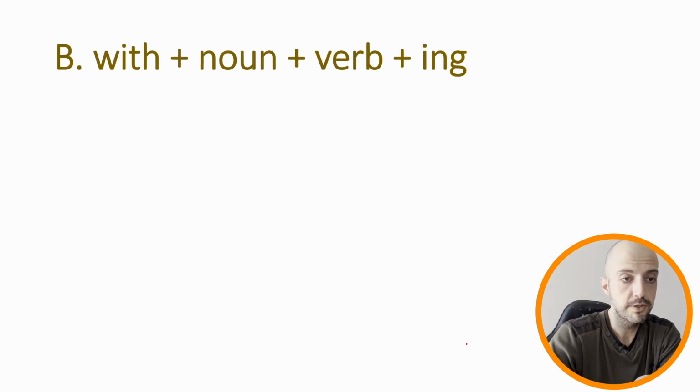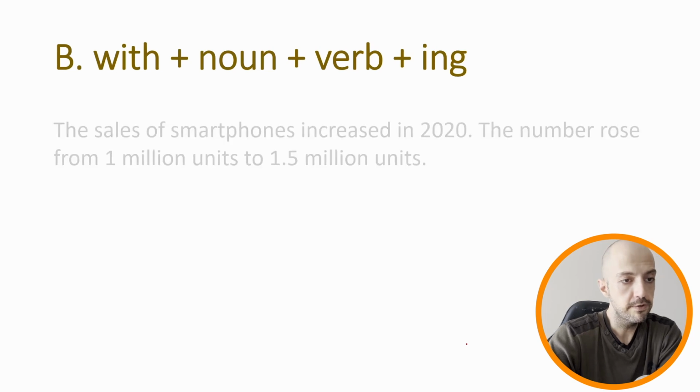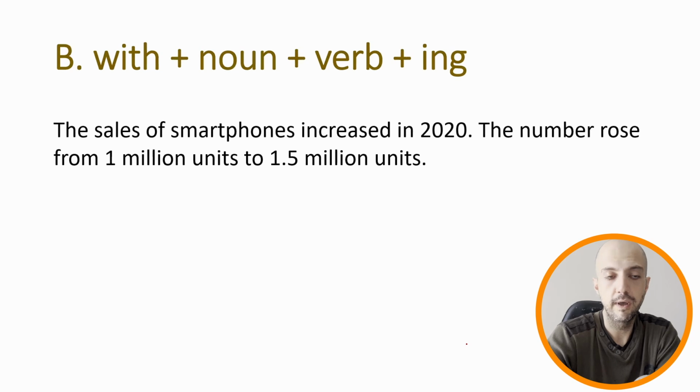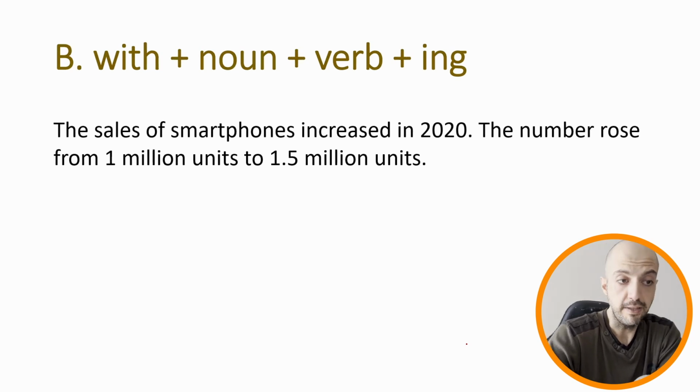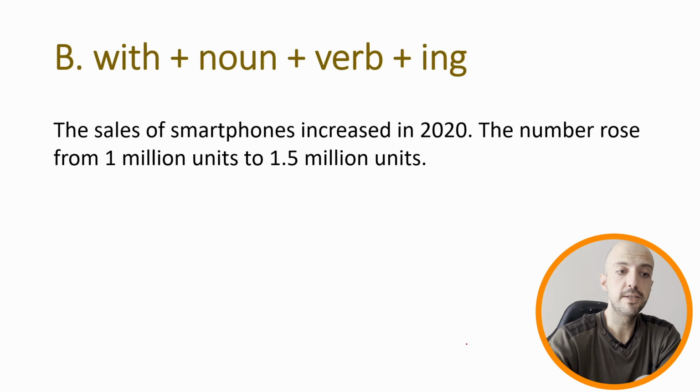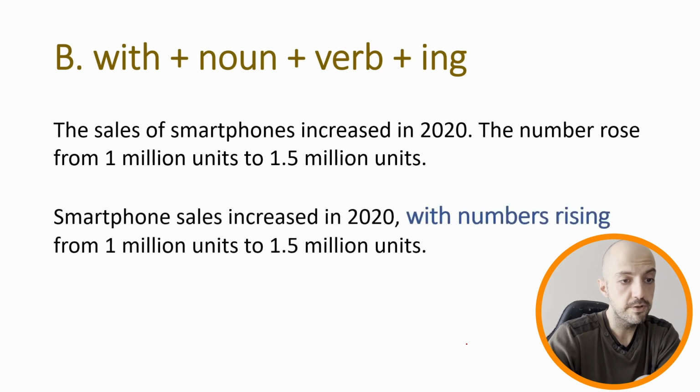With plus noun plus ing verb. The sales of smartphones increased in 2020. So it's one complete sentence or clause. The number rose from 1 million units to 1.5 million units. Now we can combine these two sentences using that phrase to make it actually one sentence in a more coherent and, let's say, advanced way. So smartphone sales increased in 2020 with numbers rising from 1 million units to 1.5 million units.